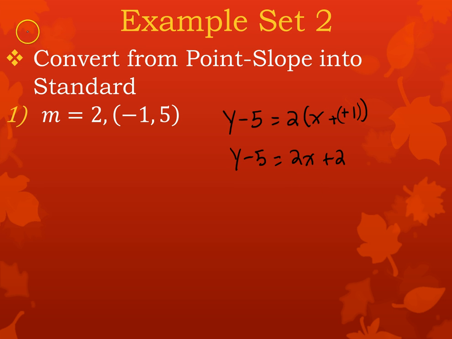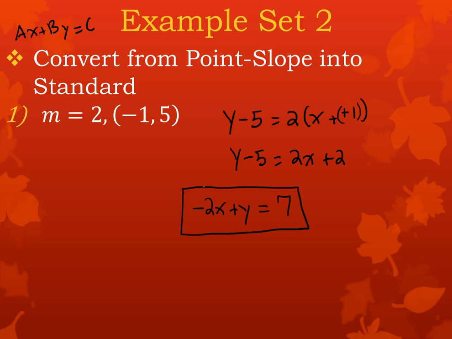Now, standard form is in the form ax plus by equals c. So we need to move our x over to the other side of the equation, and move this 5 over to the other side. So I have to subtract 2x, so it's a negative 2x plus y, and I have to add 5, equals 7. So that's my equation in standard form.